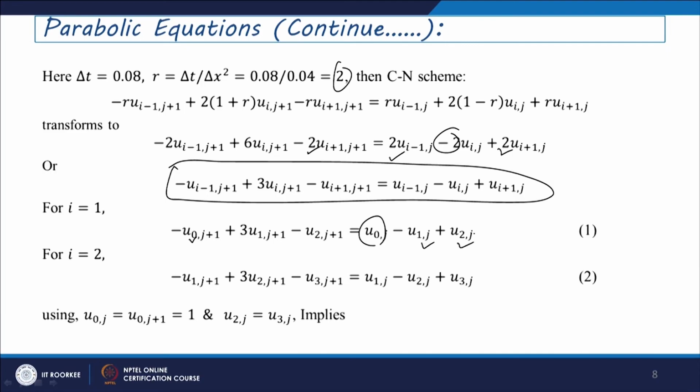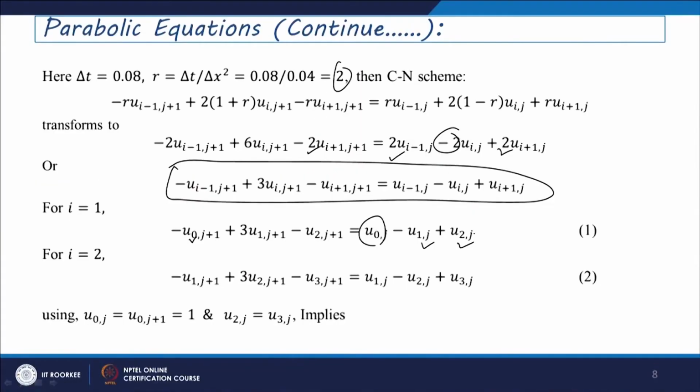So, these boundary conditions are known from the given conditions, and that can be separated. So, for i equals 2, if I put it here, then this will compute the values: minus u1 j plus 1 plus 3 u2 j plus 1 minus u3 j plus 1 equals u1 j minus u2 j plus u3 j here.